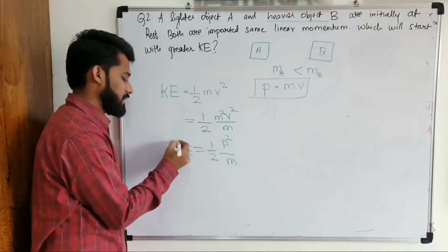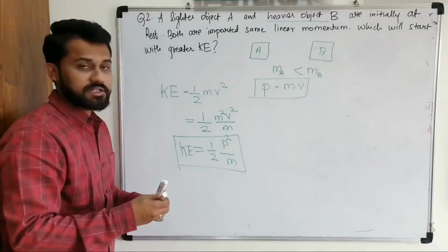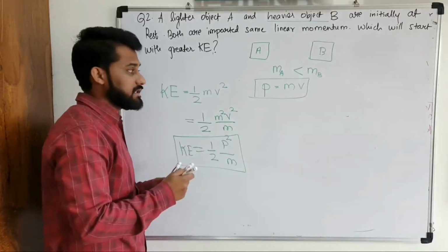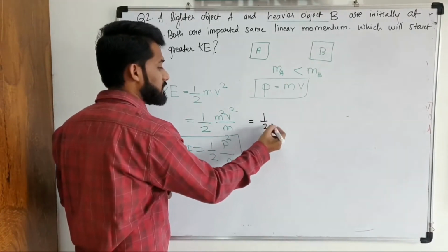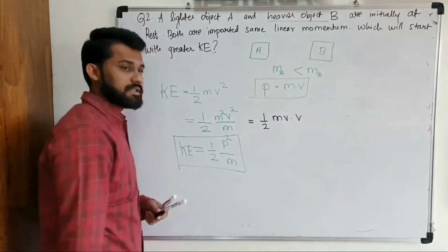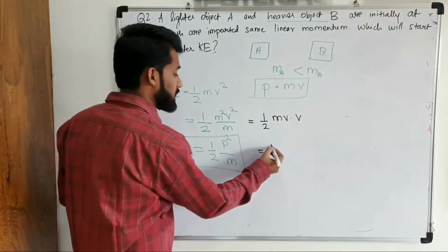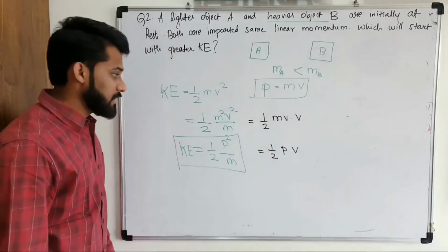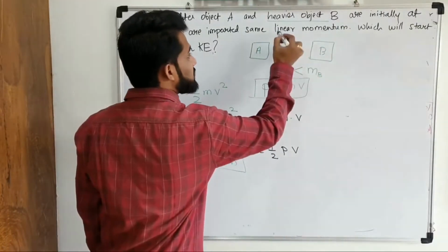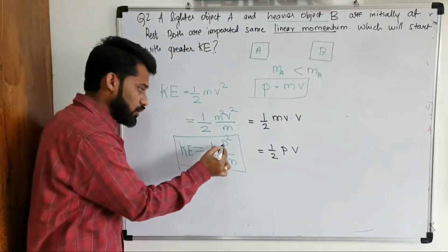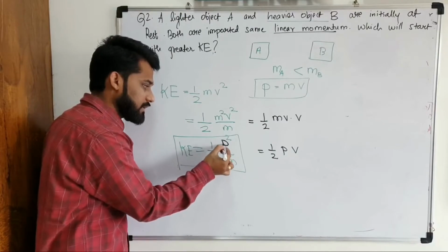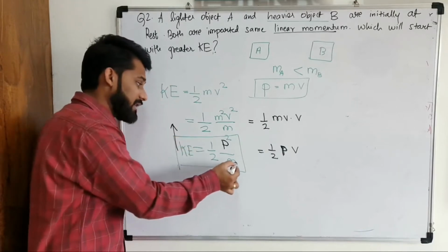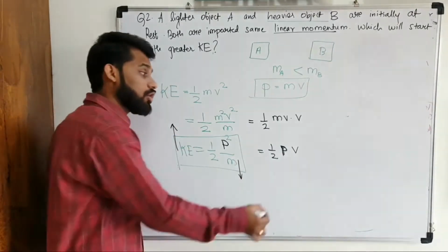This is one way. And the other way is, instead of multiplying and dividing by mass, the kinetic energy can be written as half mv times v, which is half mv square, and which is also written as half pv. This is momentum, this is velocity. Now since we know that both the particles are given same linear momentum, दोनों के लिए p is constant. So kinetic energy will be more for a particle having lesser mass or greater velocity.